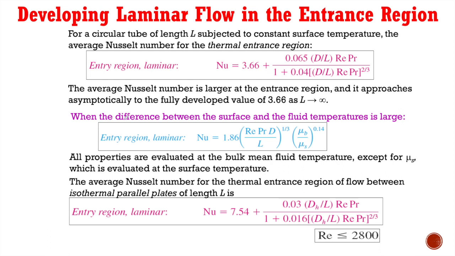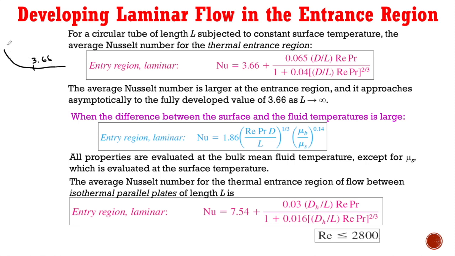And it approaches asymptotically to a fully developed value of 3.66. It means that in the entrance region, the value of the Nusselt number might be higher than 3.66. For example, we know that the value of the Nusselt number will be reduced as it approaches this point where the fully developed region starts. When the fully developed region starts, the Nusselt number becomes constant. So at this point, as we can see here, it will reduce, and at this point the Nusselt number is 3.66, and it will remain constant after that.